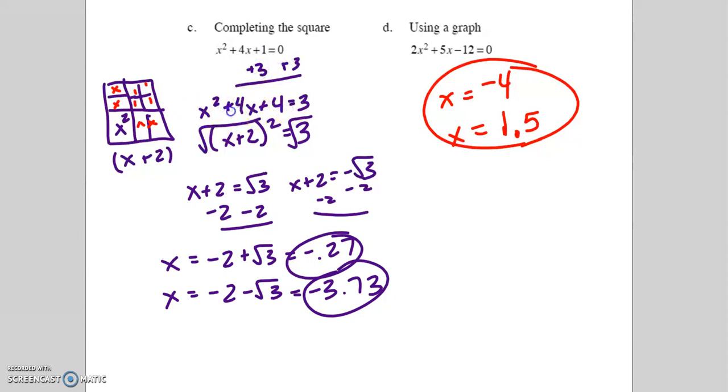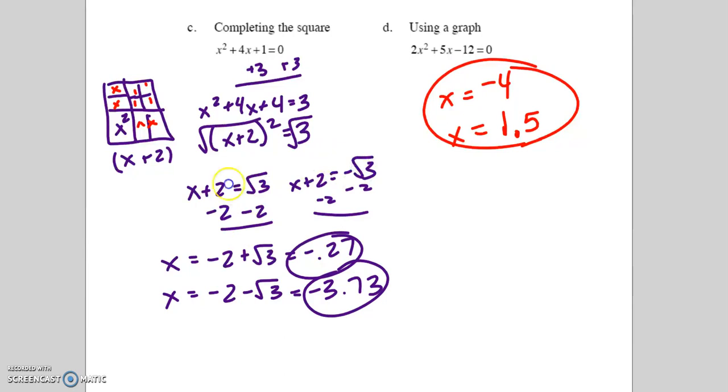Once I have the tiles that I need to make the square, I'm going to write the area as a product. So x plus 2 squared equals 3. And then we're going to solve for x. So I'm going to take the square root of 3. So I know that x plus 2 has to equal the square root of 3. And square roots have both positive and negative solutions.